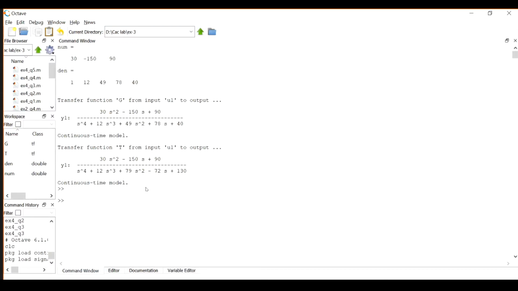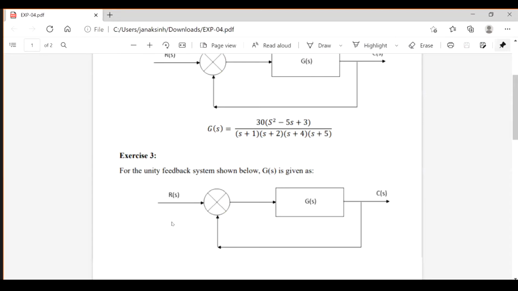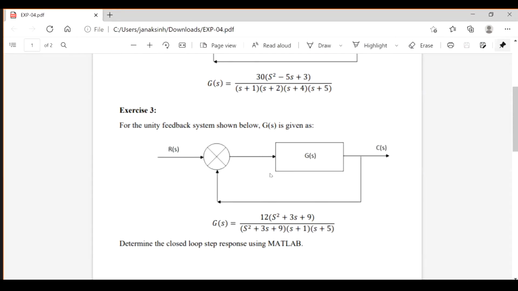So this is the second question. Now the third question. This is similar to the second question. In the third question, we need to determine the step response of the closed loop having negative feedback. The same question is given here, so I am not going to solve this question again, but you can solve it.